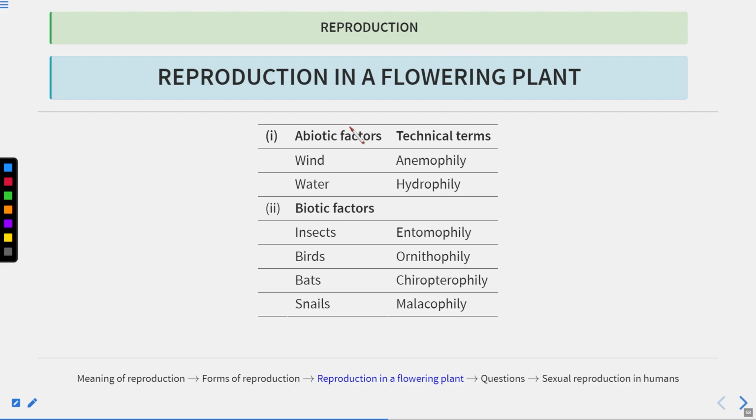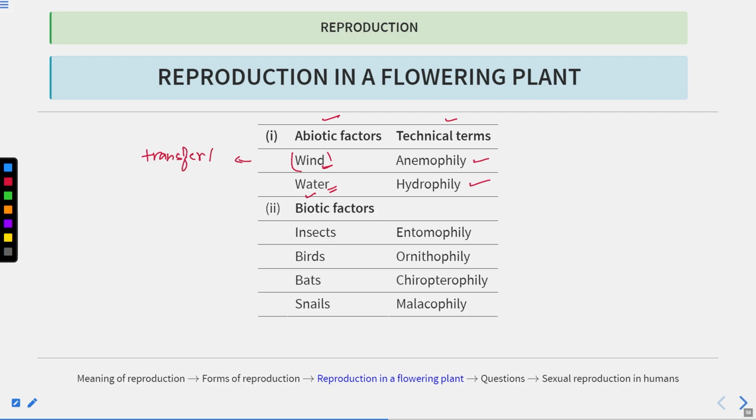So this column shows you the abiotic as well as the biotic factors, and here are the technical terms that are related to these abiotic or biotic factors. Pollination by wind is known as anemophily, and pollination by water is known as hydrophily. Here the pollen grains are transferred through wind, and in hydrophily the pollen grains are carried by water. So you can write here that they are transferred.